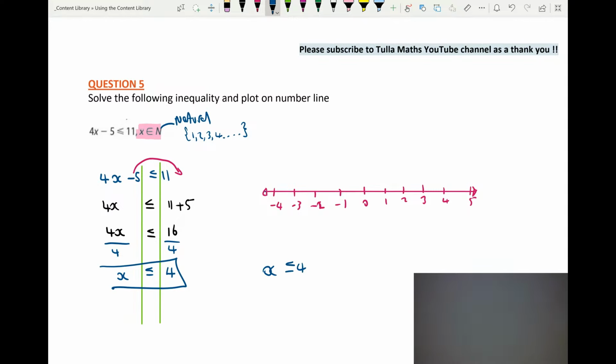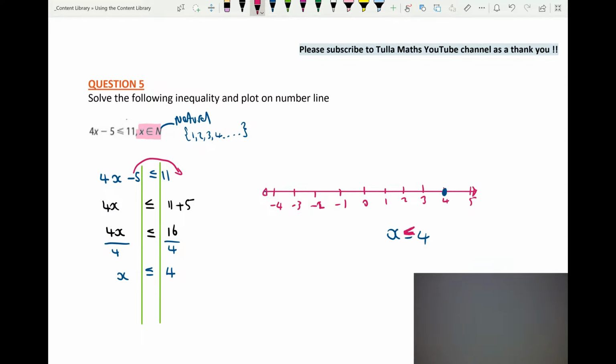Now, we remember what we said, our natural numbers, our N, are the whole positive numbers. So my first dot is going to go on the 4 here because it's saying less than or equal to 4. Actually, I'm just going to move it up here. So it's x less than or equal to 4. Look at the way the inequality sign is pointing.